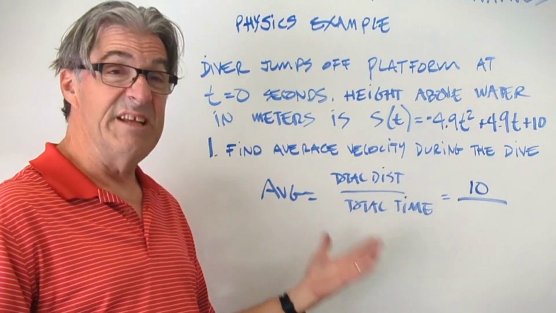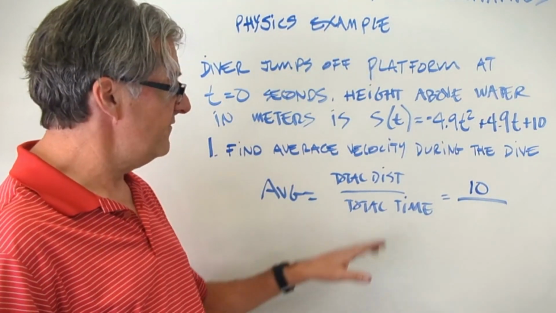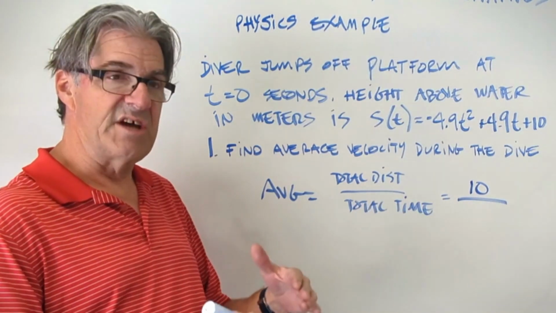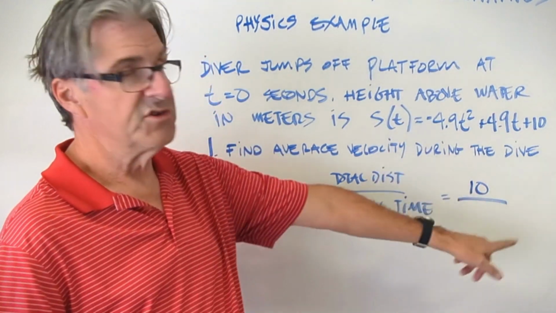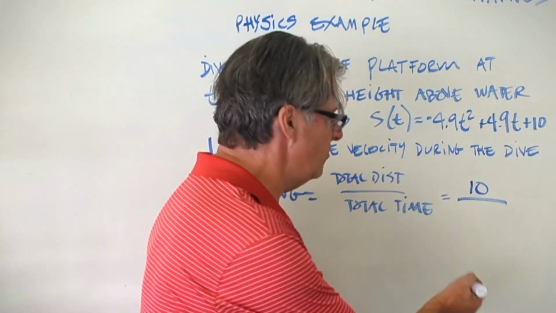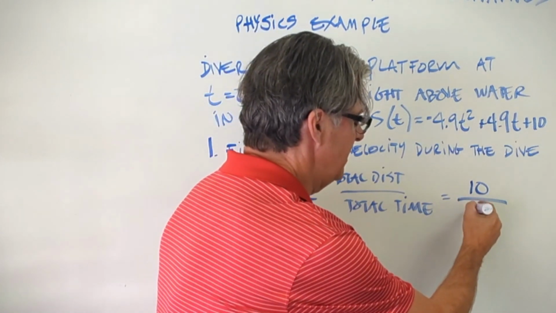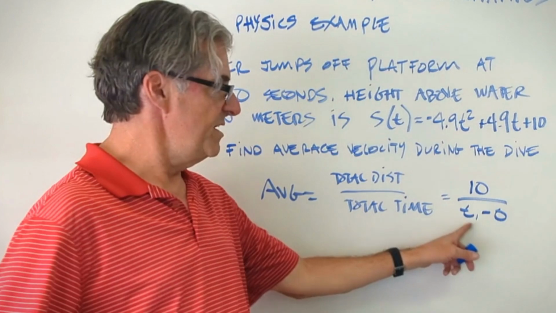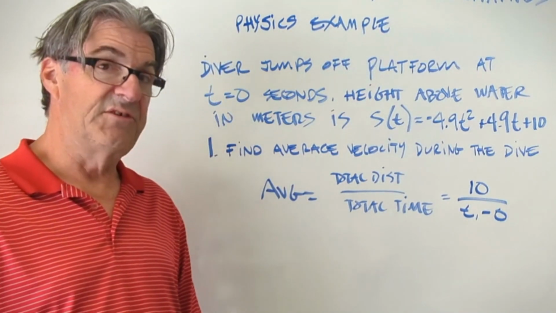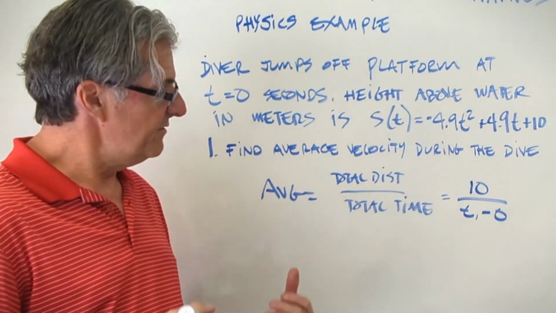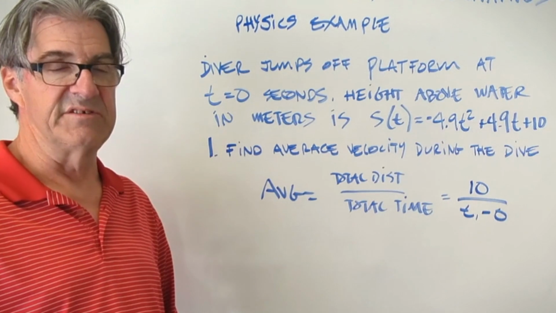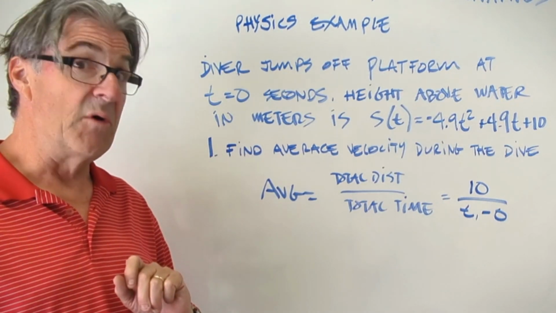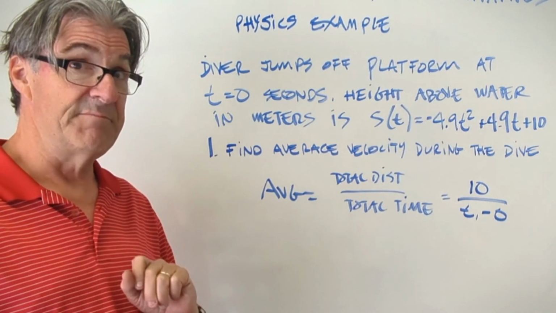Now the bottom is a little different. We're going to have total time is going to be the amount of time from when they start to when they hit the ground. So the time when they hit the ground, we can call it T1, minus 0 is going to be our time. So now we need to do a little bit of math to figure out what that time is. So I want you to pause the video and think about that for a minute and come on back.